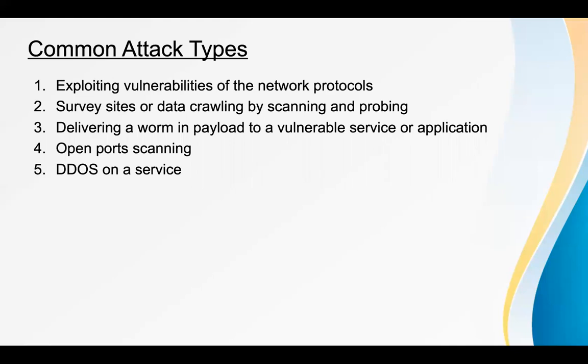Before jumping into the algorithm, I would like to shed light on some of the common attack types that can be done on networks. One of the most common is exploiting the vulnerabilities that are already present in network protocols, like in HTTP. If a user is using HTTP traffic instead of HTTPS, then certain attacks can be applied to that traffic. And there are data crawling or survey sites that scan data. They work like bots and get private, or not so private but not publicly available, data.